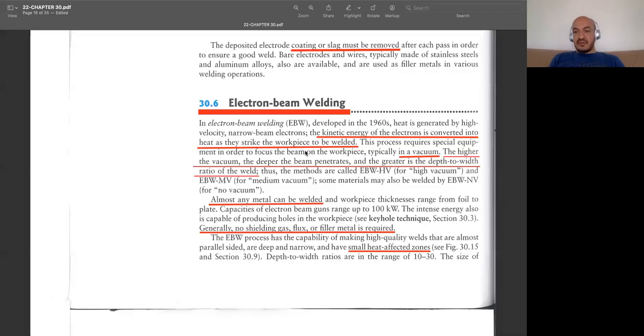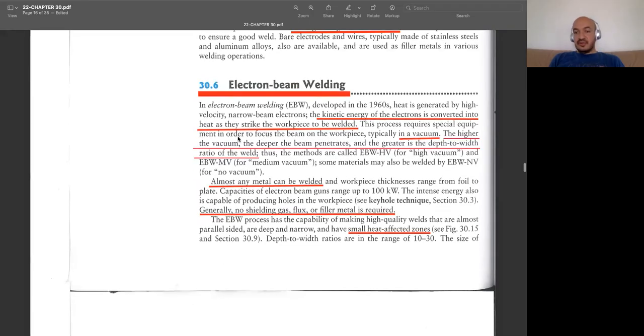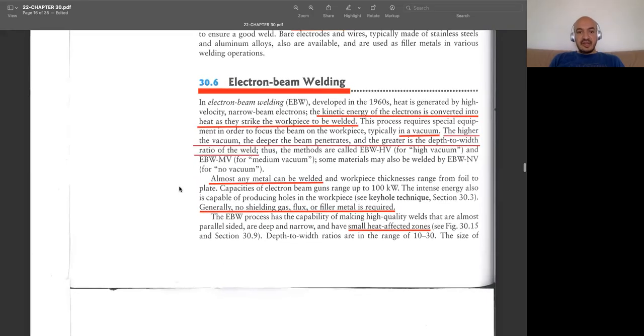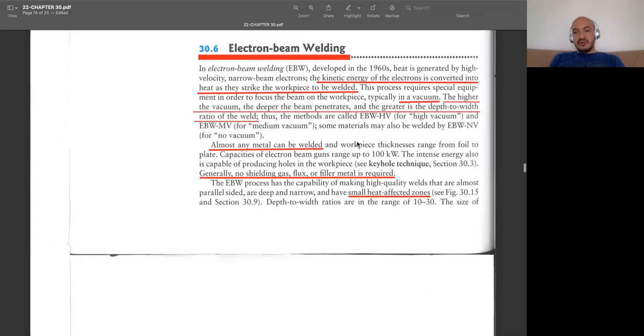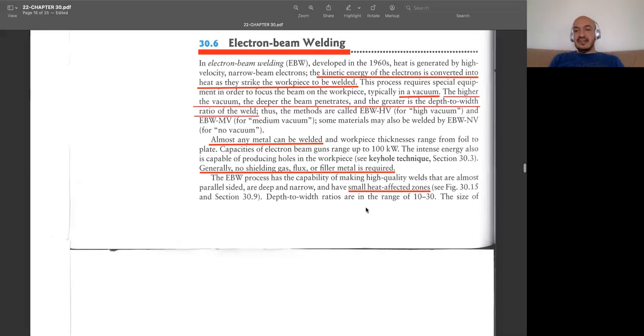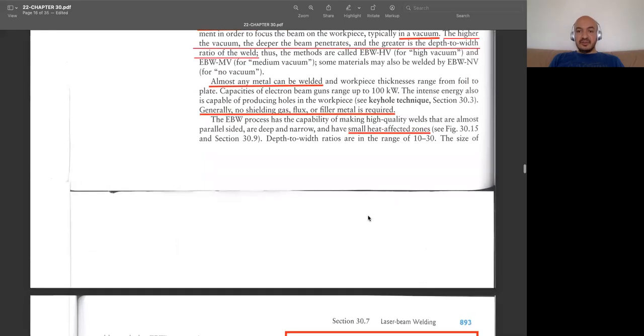The advantage of this electron beam welding is that we can easily join thicker workparts together, and their depth to width ratio might be quite high compared to other welding operations. And with this process, we can join any type of metals together. And as you know, we cannot have extra equipment around, so without using any shielding gas, flux, or filler metal, we can join these parts together. Another advantage is that the heat effect zone is quite small.